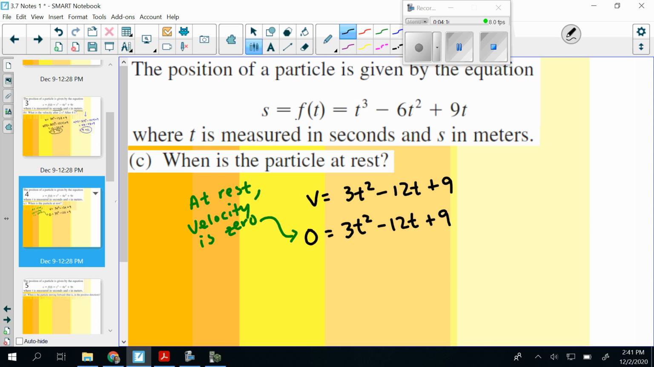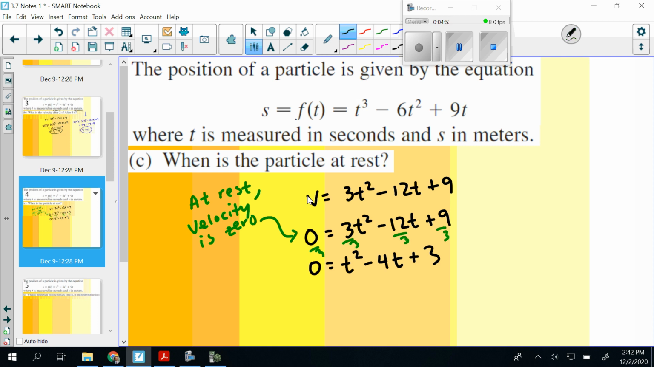It's a quadratic, so our choices here to solve this would be to use the quadratic formula, which will definitely work, or possibly factor this one. To see if it's factorable, it looks like we could factor out a 3 there. So I'm going to divide everything by 3. If we did that, we get t squared minus 4t plus 3, dividing everything by 3. So I just went through here and divided everything by 3.